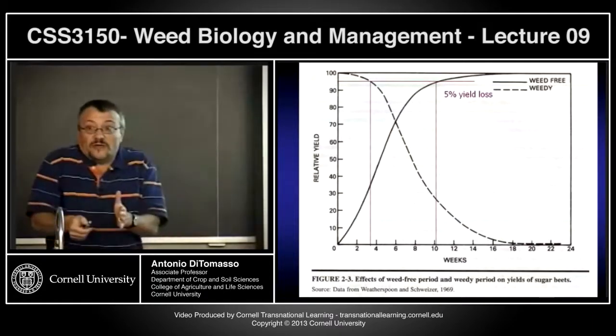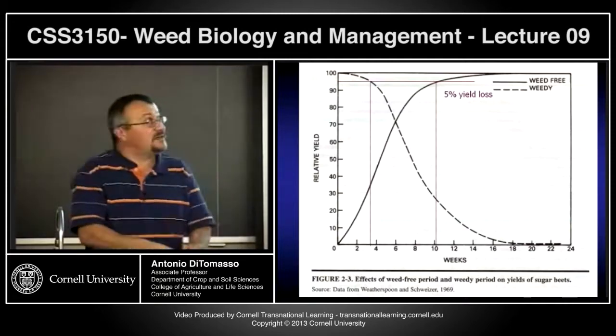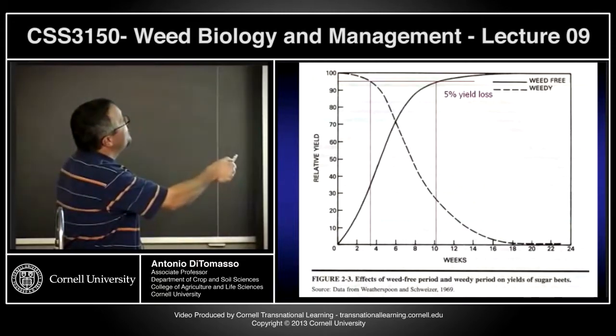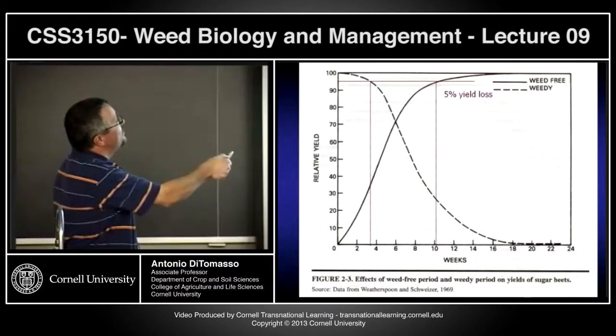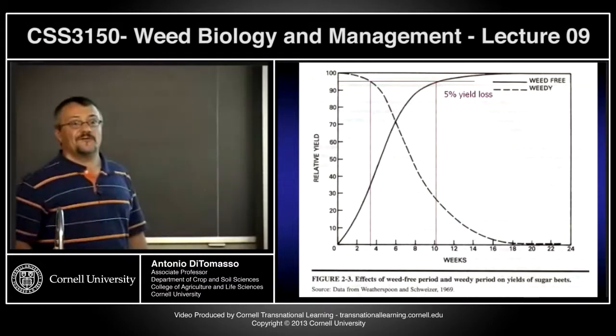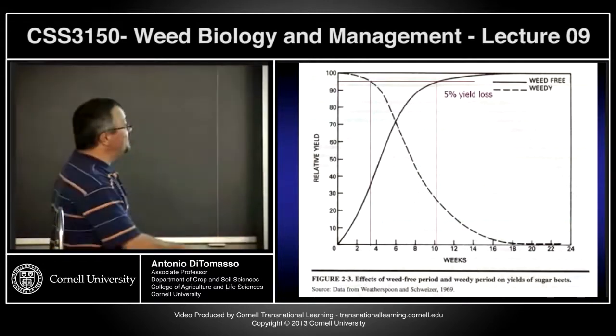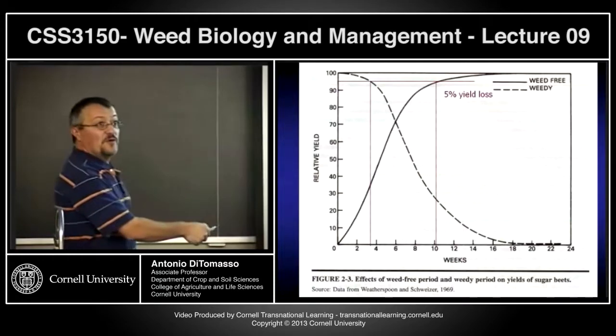So if you allow the weeds to grow in with the soybean, the sugar beets, for 2 weeks, not bad, okay? You'll be at like 97%. You may suffer a 2 or 3% yield loss. That's pretty good. What happens if you allow the weeds to be in there for 4 weeks?